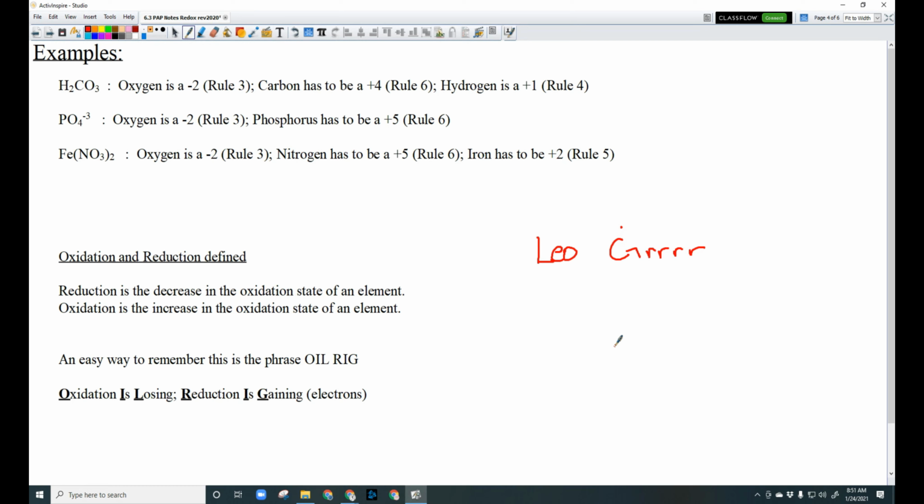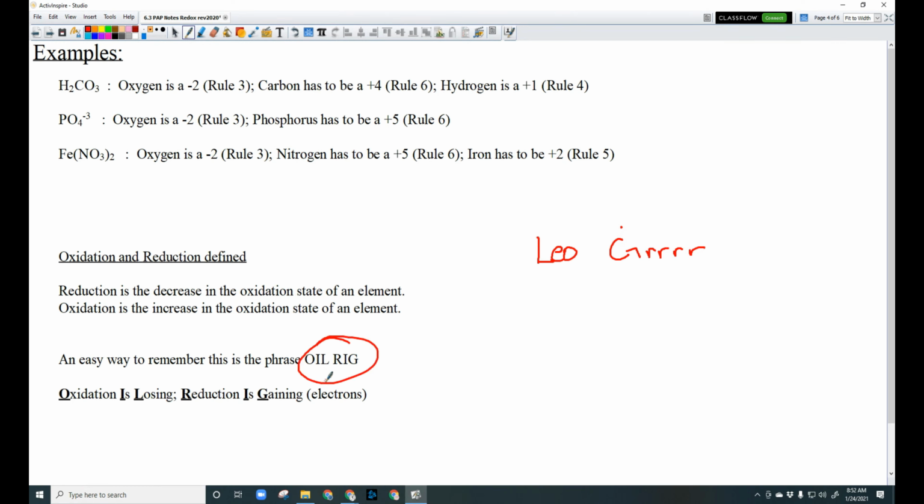You can use either one you want. It doesn't matter to me. This one makes more sense to me. This one was what I was taught in high school, and this is the one that I always use. All right, doesn't matter. Let's look at an example of a reaction here.